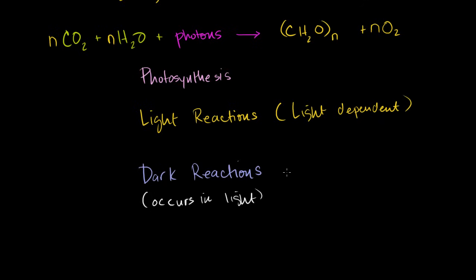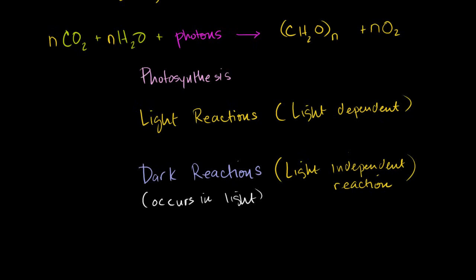So a better term for it would have been light independent reaction. Just to be clear, the light reactions actually need sunlight. They need photons for them to proceed. The dark reactions do not need photons for them to happen, although they do occur when the sun is out. They don't need those photons, but they need the byproducts from the light reaction to occur. So that's why it's called the light independent reaction. They occur while the sun is out, but they don't need the sun.